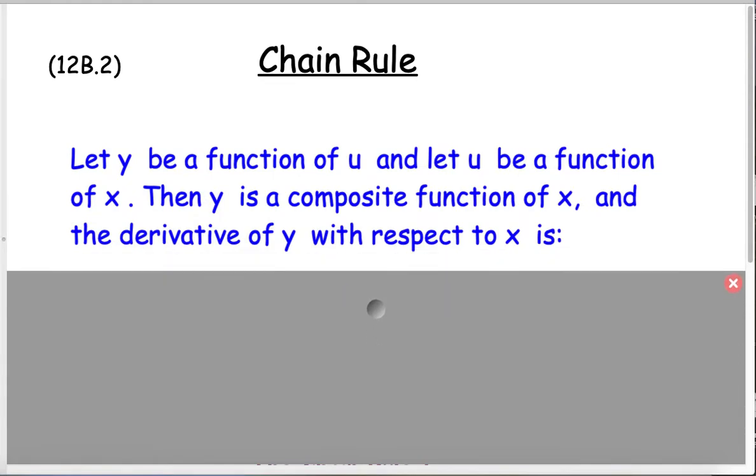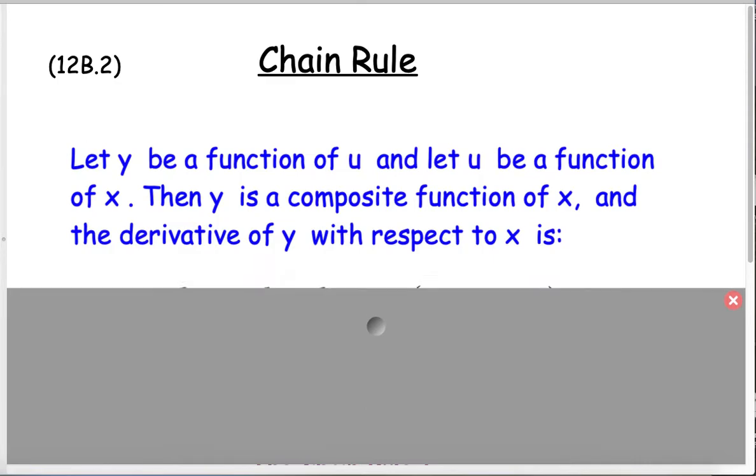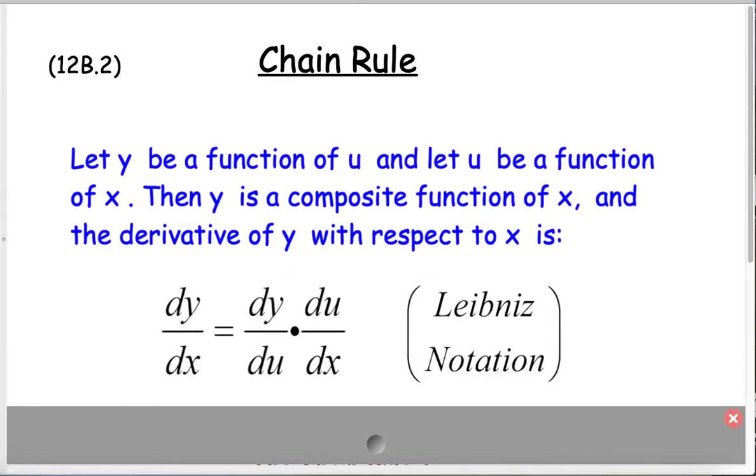Okay, so the chain rule. I'll give you the formal definition, but then I think the best way to understand it is to try some problems. So if y is a function of a variable u, and then u is a function of another variable x, then y would be the composition of those two functions. And so we could say that y is a composite function of x. And then to find the derivative of y with respect to x, we're going to take the derivative of y with respect to u, and then multiply that by the derivative of u with respect to x.